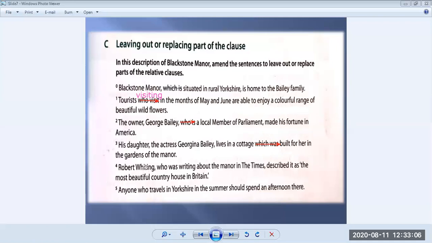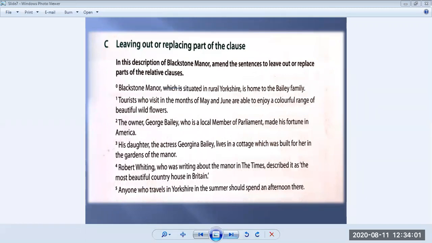So number 4, Robert Whiting, who was writing about the manor in the Times, described it as the most beautiful country house in Britain. So here, who was, again, who was Robert Whiting writing about. Okay, anyone who travels in Yorkshire in summer should spend an afternoon there. Anyone who travels. Omit it. And then we need to make it as traveling in Yorkshire, okay? So those are our amendments, how we worked on them, how we fixed them.